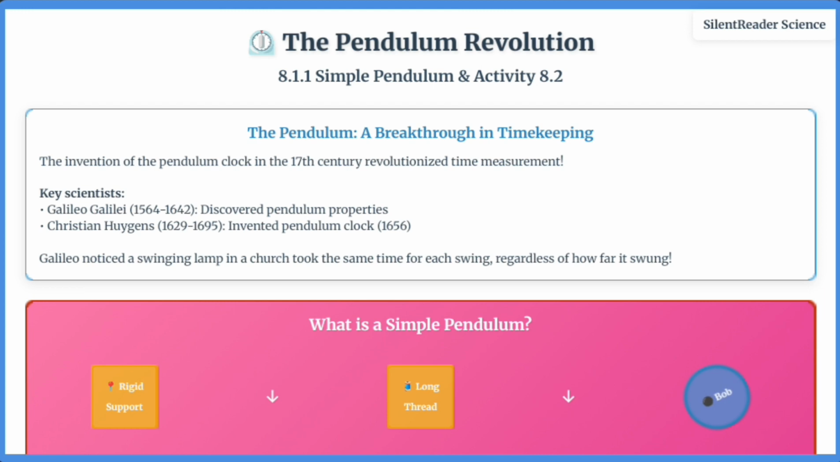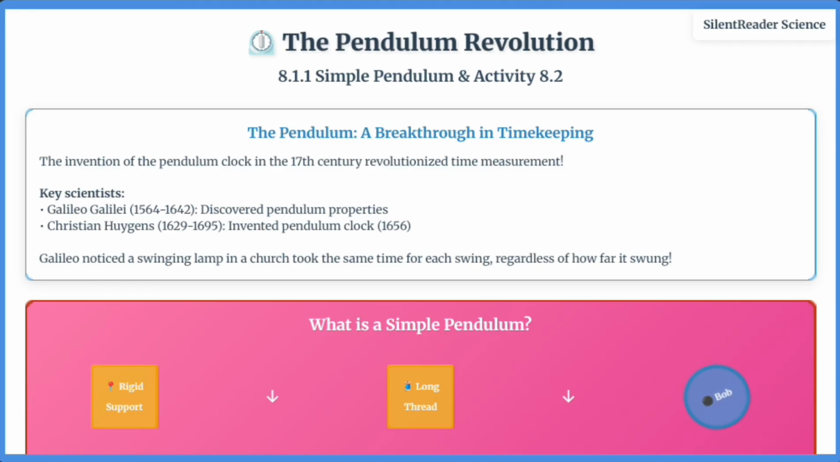The invention of the pendulum clock in the 17th century revolutionized time measurement. Galileo Galilei discovered pendulum properties when he noticed a swinging lamp in a church took the same time for each swing, regardless of how far it swung. Christian Huygens later invented the pendulum clock in 1656. A simple pendulum consists of a rigid support, a long thread, and a bob, a metallic ball.